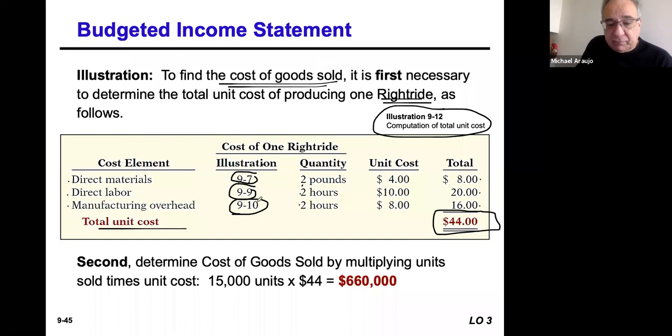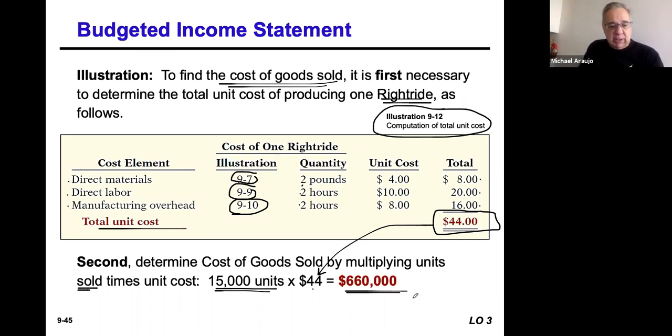goods sold. So if we sold, again, we can look at what our sales are expected to be, right? If we did end up selling 15,000 units over the course of the year, we multiply it by the cost of goods sold per unit, which is the $44 here, which means our total cost of goods sold would be 660,000. All right. So we have to understand this is the first necessary step. Understand that cost of goods sold per unit.